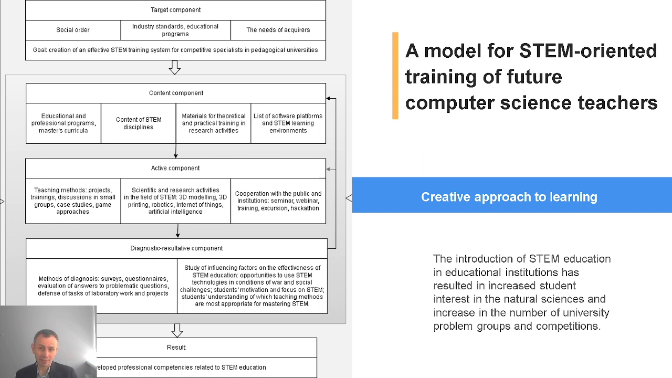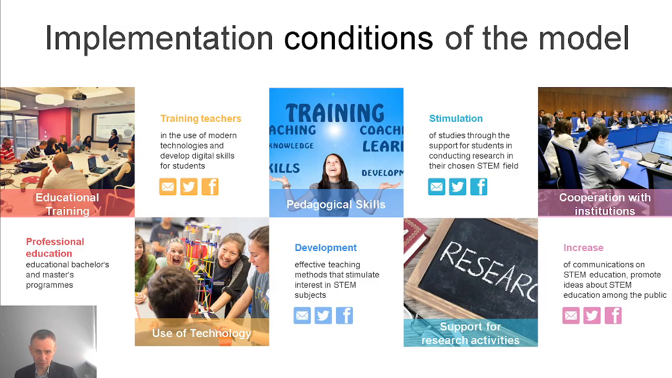The key components of the model are as follows: the target component, which contains social orders, industry standards, and needs of students; the content component, formed by educational programs, content of STEM disciplines, and material for theoretical and practical thinking; the active element, which includes teaching methods, research activities, and cooperation with scientific, educational, and business institutions; and the diagnostic and results component, formed by appropriate methods and the expected results of the implementation of the model.